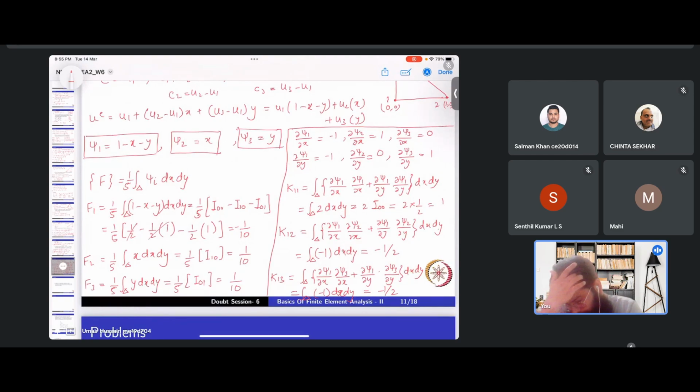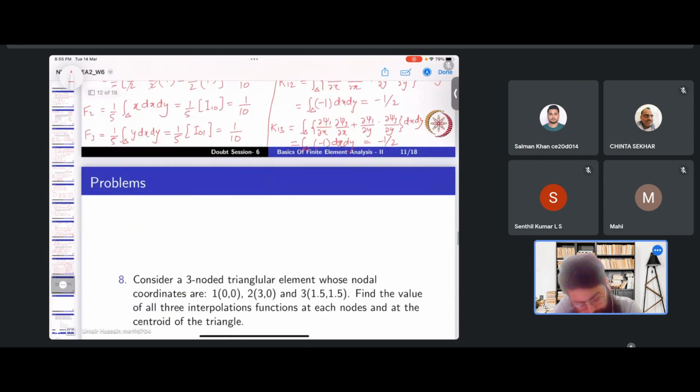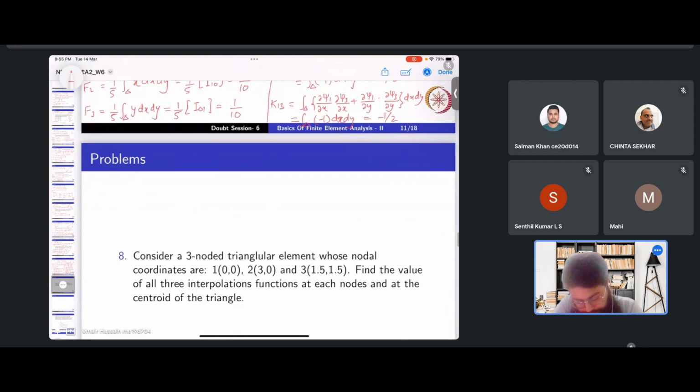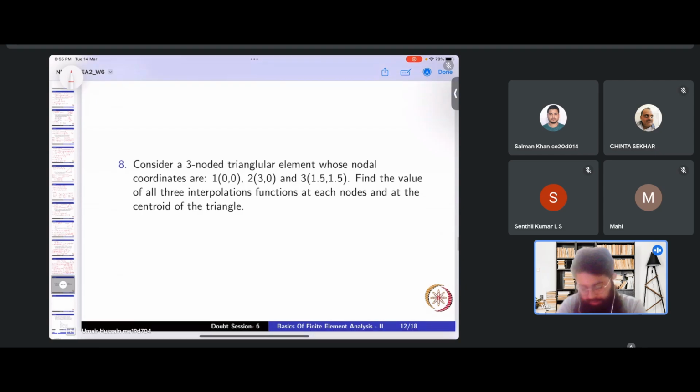So you can try solving further terms in this by yourself. It's pretty straightforward now. Sometimes we can take up a simpler problem. Okay, we can try this.